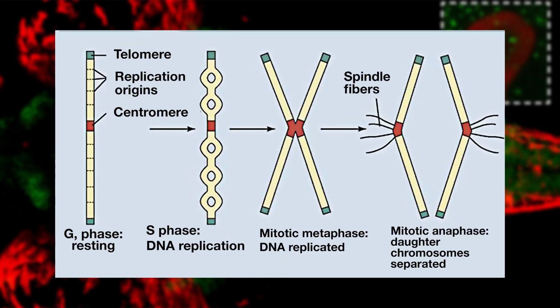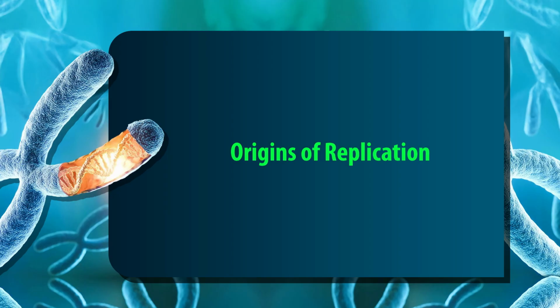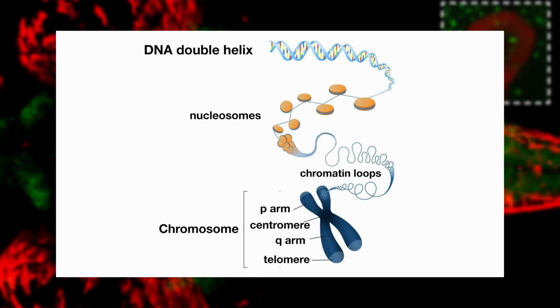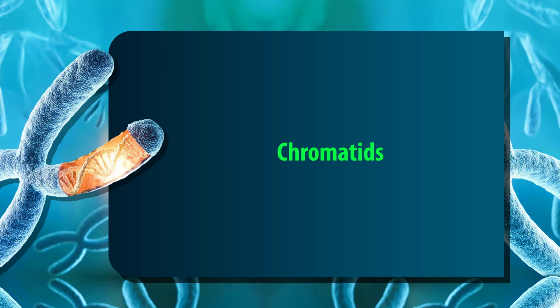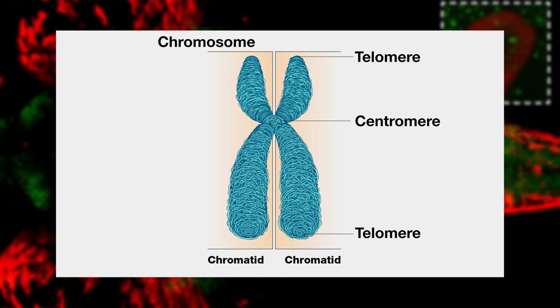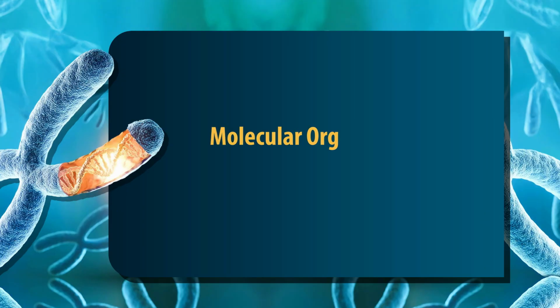Telomeres, protective caps at chromosome ends, repetitive DNA, TTAGGG sequence caps chromosome ends preventing degradation. Origin of replication. DNA sites where replication starts, ensuring efficient genome duplication during S phase. Chromatids, identical DNA copies after replication joined at the centromere. The molecular organization of a chromosome.